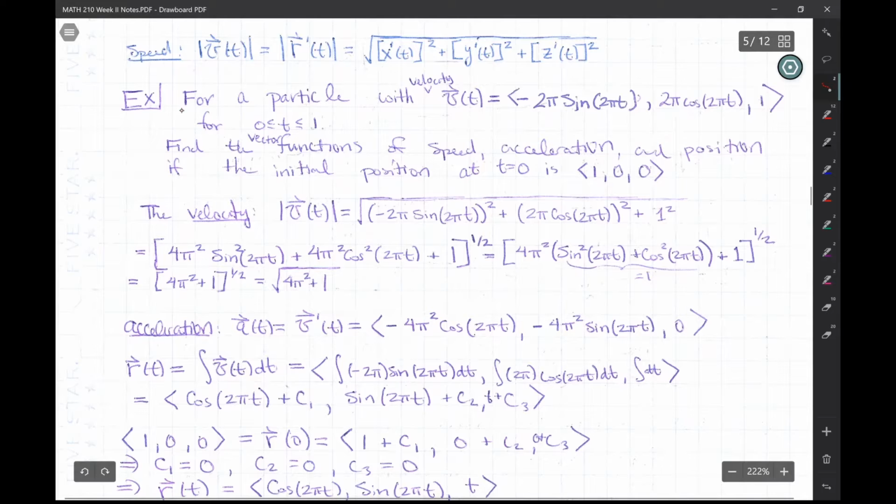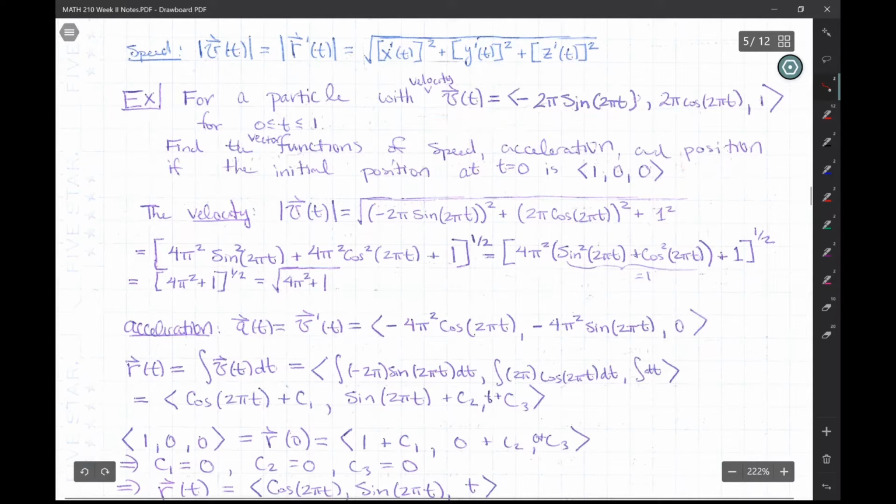So let's take a look at an example. Here we have a particle that has the velocity given by this vector function that you see here. The motion is running from time t equals 0 to time t equals 1. We want to find the speed of this motion, the acceleration of this motion, and the position of this motion. And you can't determine the position vector uniquely if you're only given the velocity.